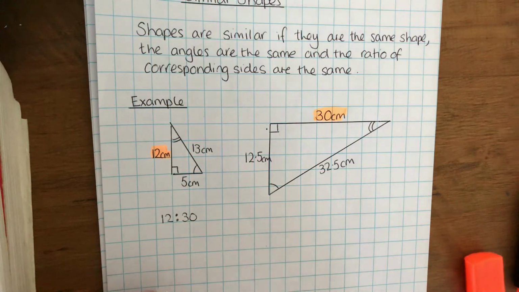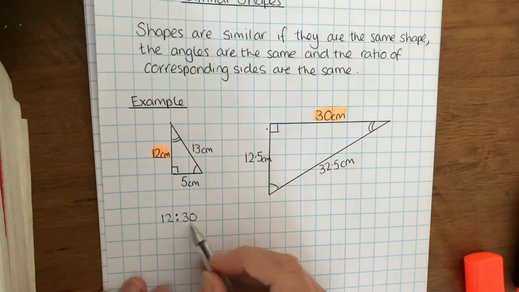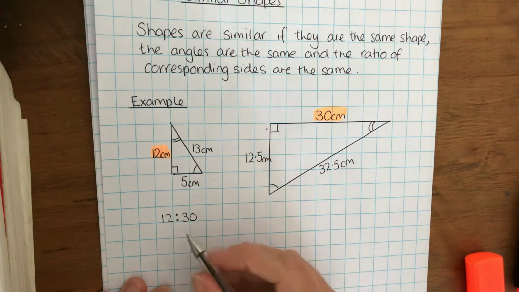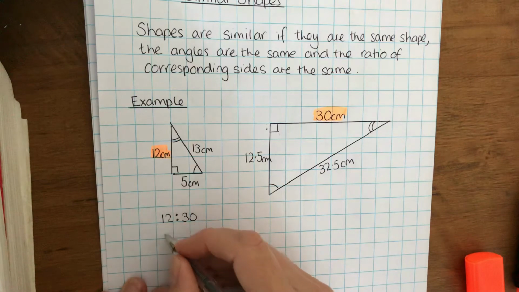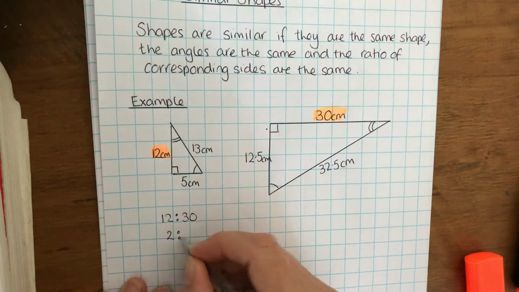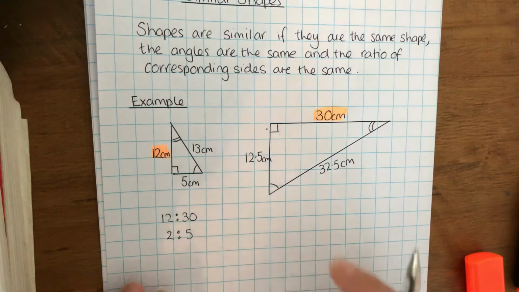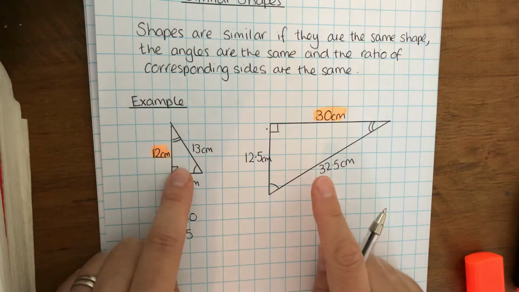Now where possible, simplify that ratio. So what times table are they both in? They're both in the 6 times table. 12 divided by 6 is 2 and 30 divided by 6 is 5. So these shapes are in the ratio 2 to 5.